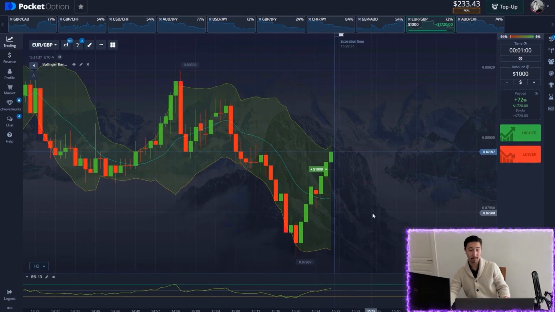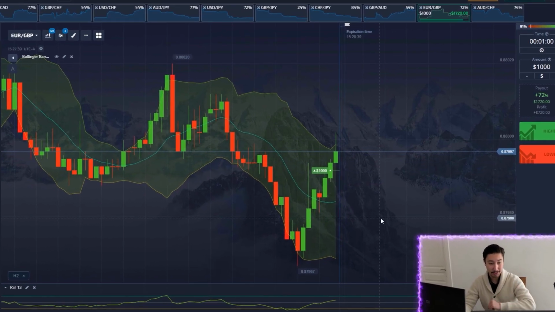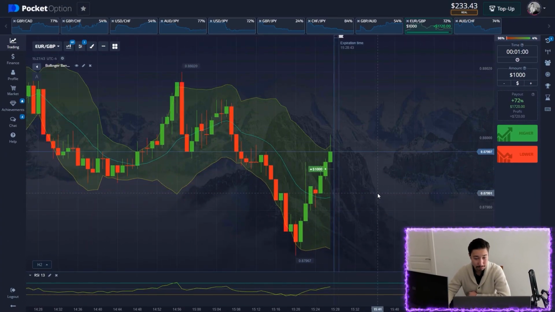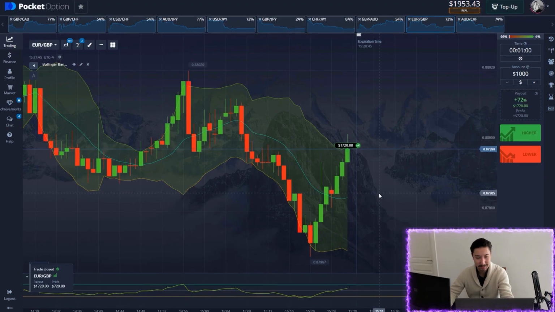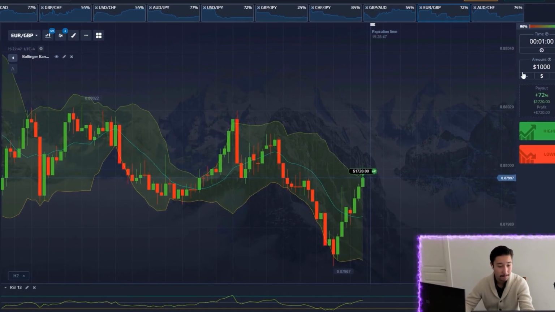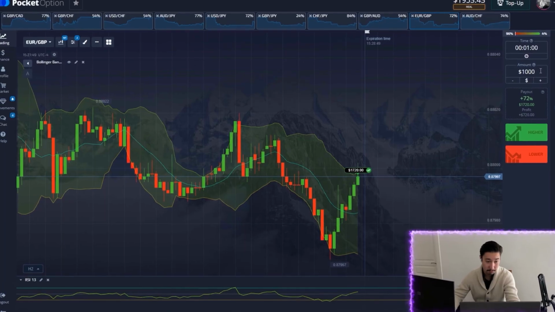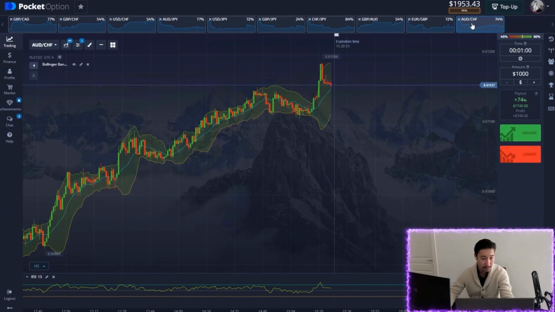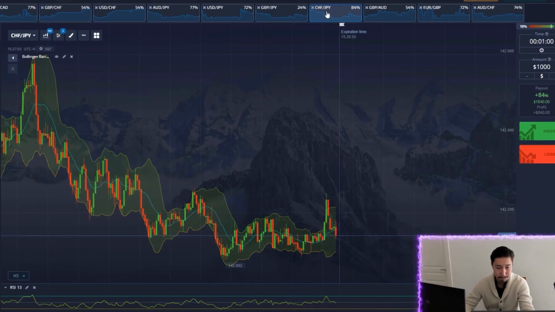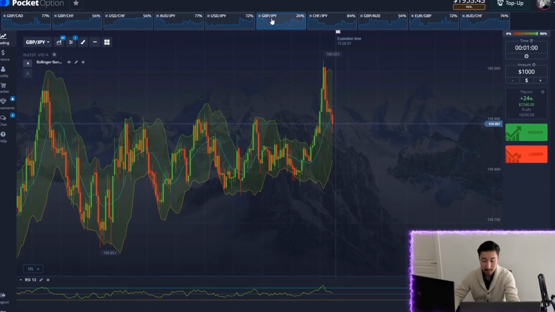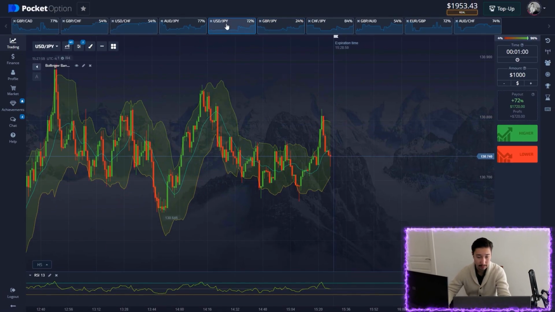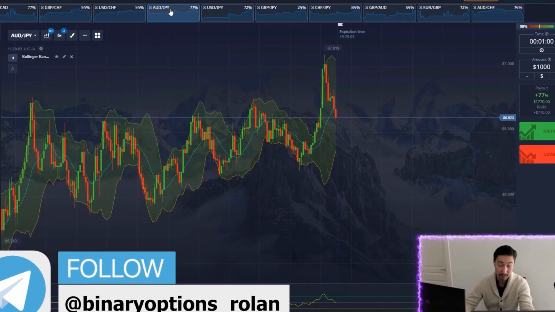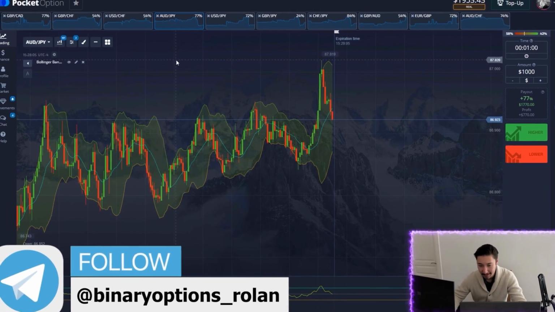Just look at this beautiful pullback, guys. Another green candle just showed up. Beautiful trade entry level, and of course we're in the profits. We got almost $2,000 on the balance. Great outcome, guys. Let's continue the trading session. Right. So let me just find another currency pair for our profitable session.